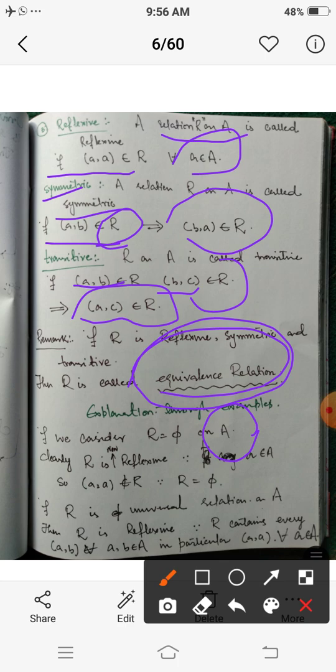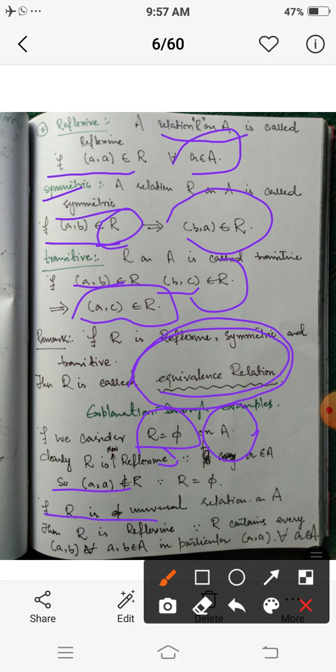Consider a set A, which is a non-empty set, and R a relation on A, meaning R is a subset of A cross A. Suppose R is phi, because phi is a subset of every set. If we consider R equals phi, which is a subset of A cross A, then clearly this is non-reflexive in nature. Why non-reflexive? Because A is non-empty, there exists at least one element a in A, but this does not imply that (a, a) belongs to R, because R is the empty set. So the empty relation on any non-empty set is never a reflexive relation.